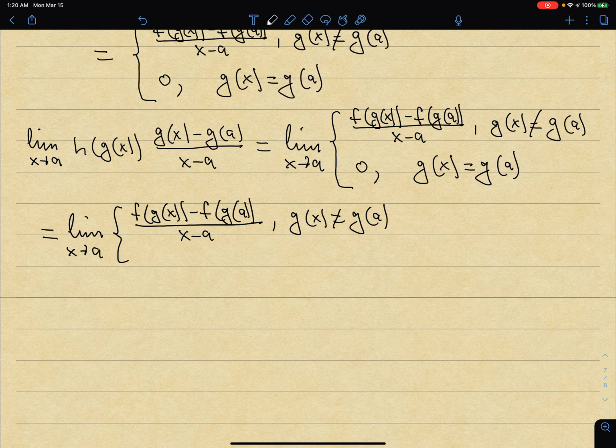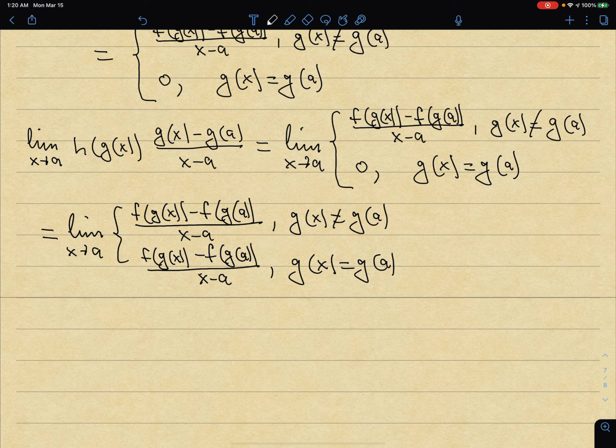And now let's think about the fancy way of writing 0. So can I write 0 like this? f of g of x minus f of g of a over x minus a, if g of x equals g of a.